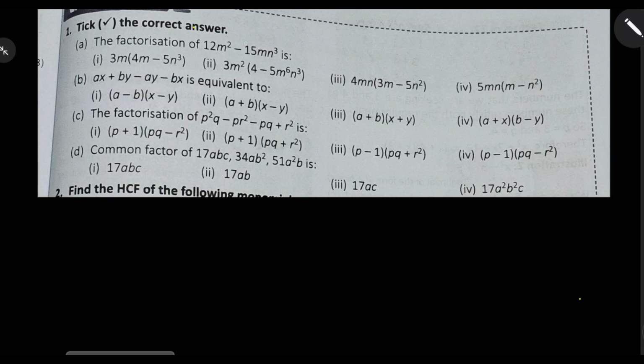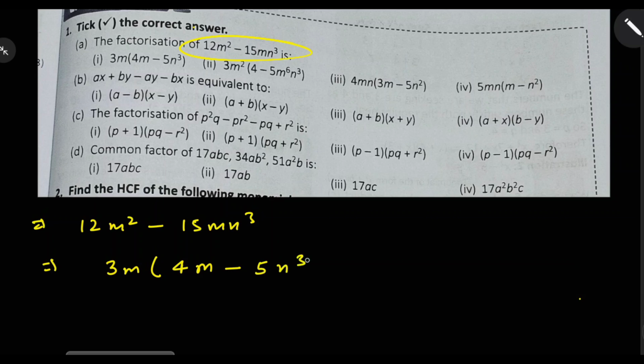The question asks for the factorization of 12m square minus 15mn cube. First of all, we have to take the common factor between these two terms. In 12 and 15, the common factor is 3, and for m square and m, the common factor is m. We always have to take the minimum power of a variable in a common factor. Now, what are we left with? We are left with 4m minus 5n cube. Let us see if this option is present. Yes, option number 1 is correct.